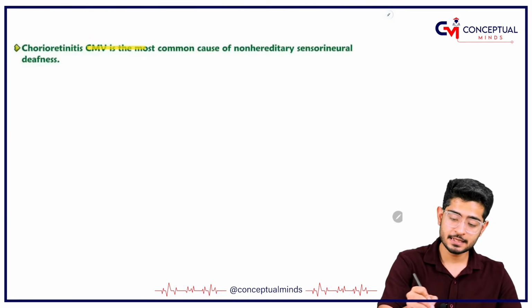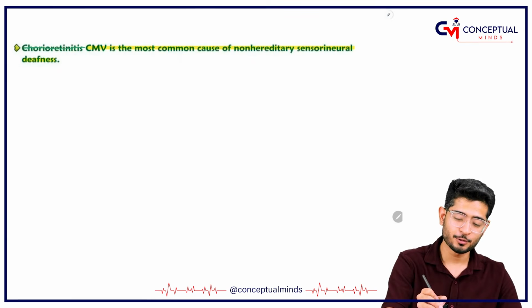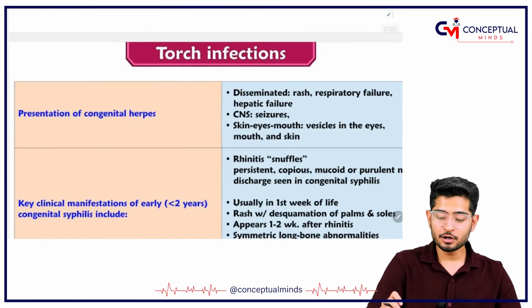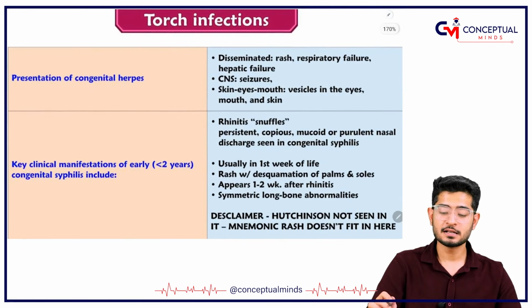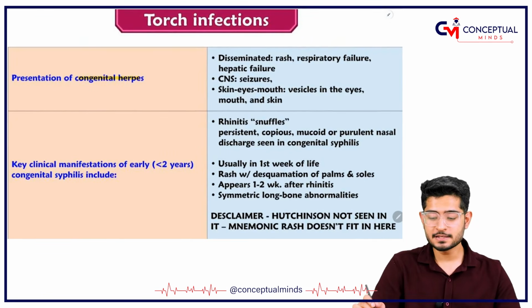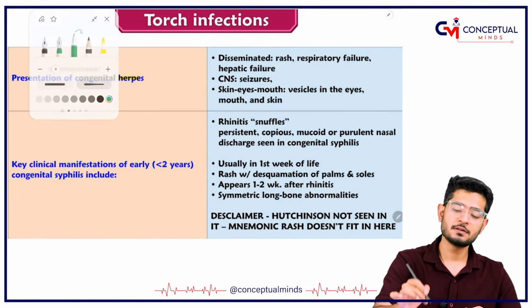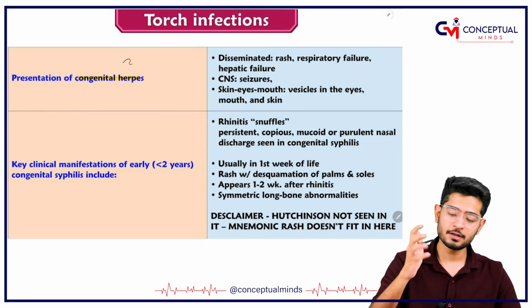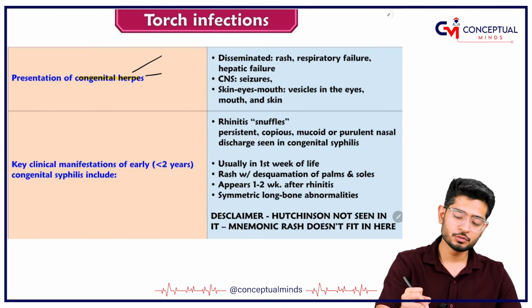Yes, I have told you that CMV is the most common cause of non-hereditary sensory neural deafness, not the chorioretinitis, sorry. Okay, coming on to the herpes infection, so what is important in herpes? Herpes, I have told you, seizures are going to be there, but in entire medical life, whenever herpes will come, you have to remember 2-3 things.